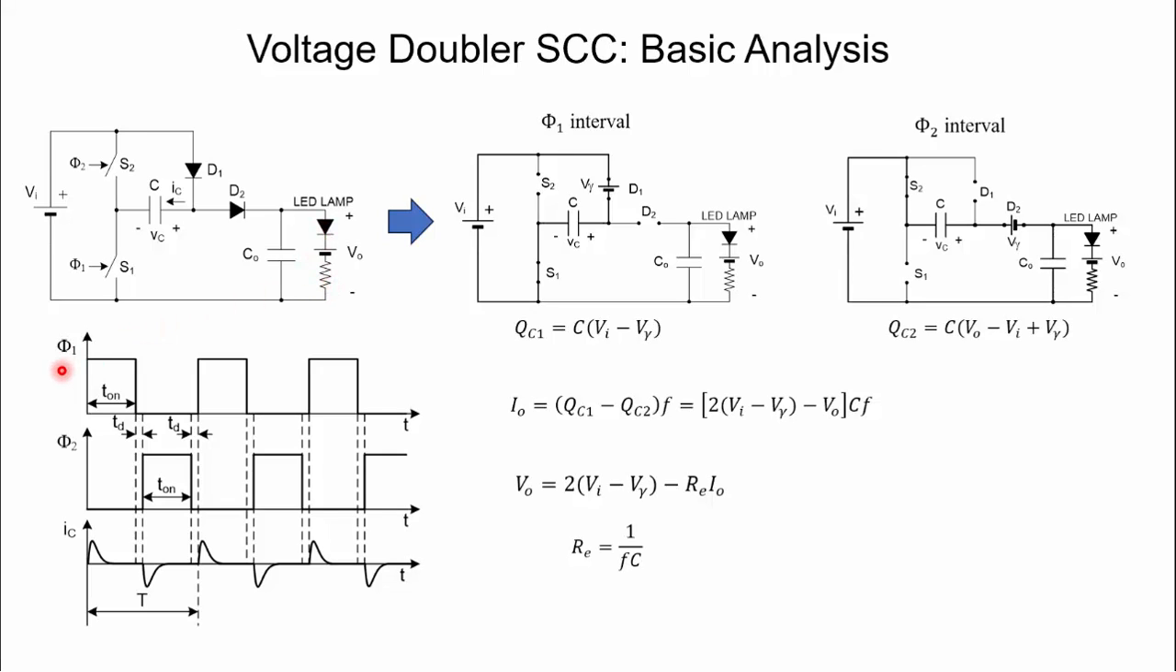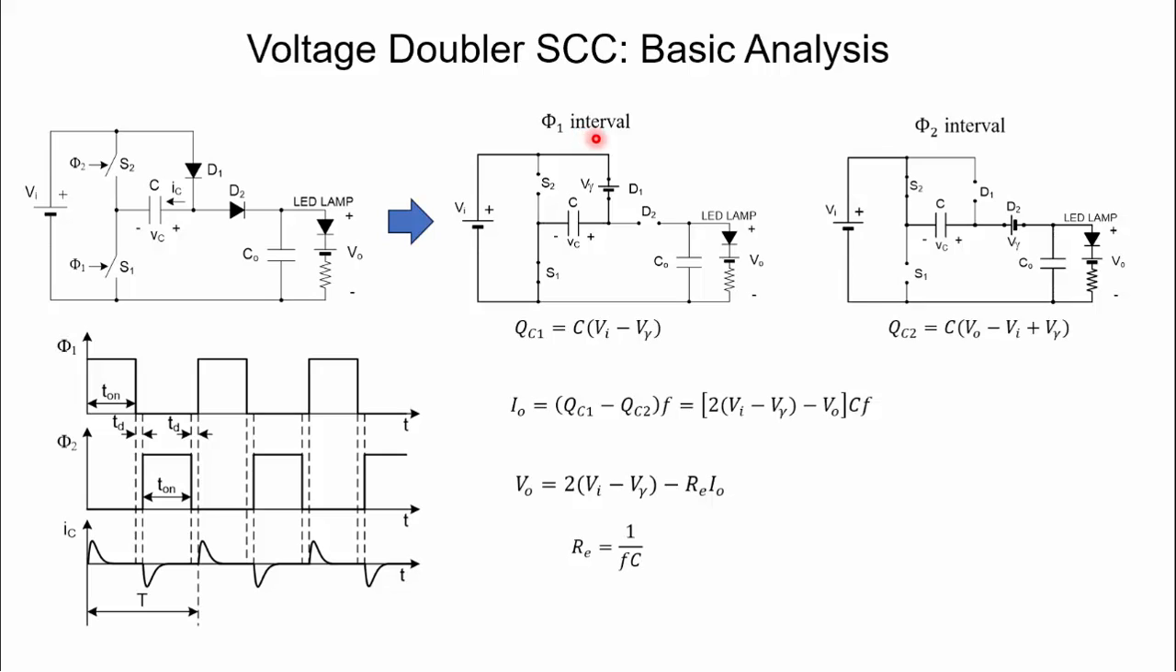Here below we have the signals to do the driving of the switching. Phi 1 is for switch S1 and Phi 2 is for switch S2. So as we can see, we are activating switch 1 during a given interval that has a duration equal to t on. Then we have a dead time, and then we activate the other switch, switch 2. Then we have another dead time, and so on. So in this part here we have the two intervals of operation.